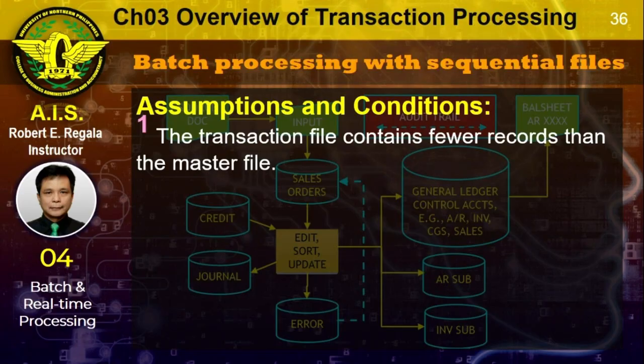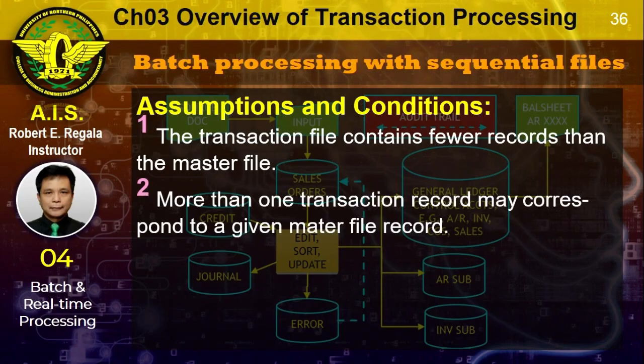An organization may have thousands of customers listed in its customer accounts receivable file, but only a small percentage of these customers actually purchase goods during the period represented by the current batch of transactions.